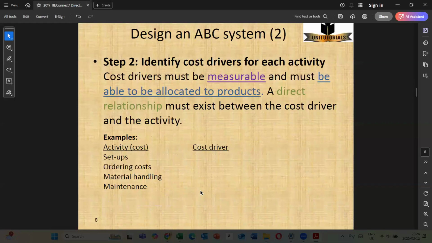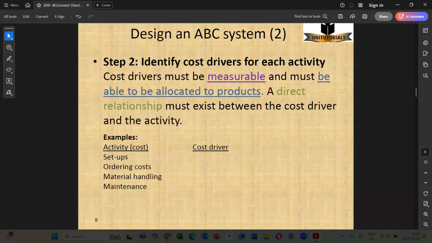Let's look at identifying the cost driver of each activity. Cost drivers must be measurable. Remember, we apportion the indirect overheads based on the different cost drivers. That's what we use when allocating them to the different products. Cost drivers must be measurable and must be able to be allocated to products. In other words, they should be in number form. A direct relationship must exist between the cost driver and the activity. So we need a direct relationship.